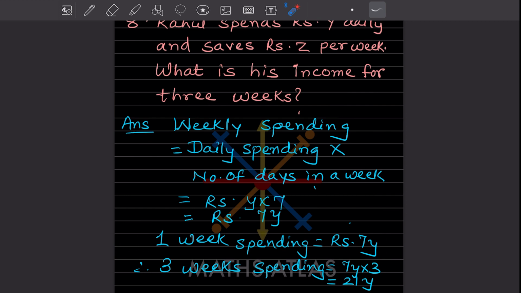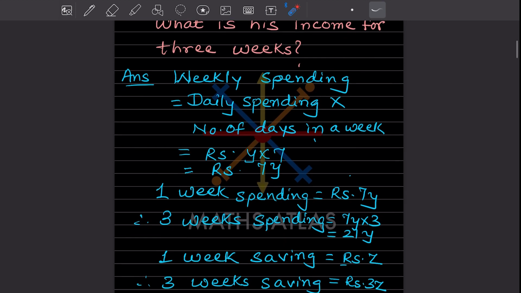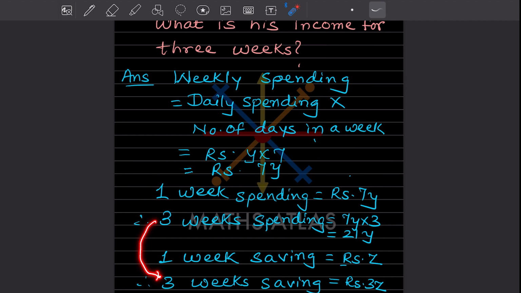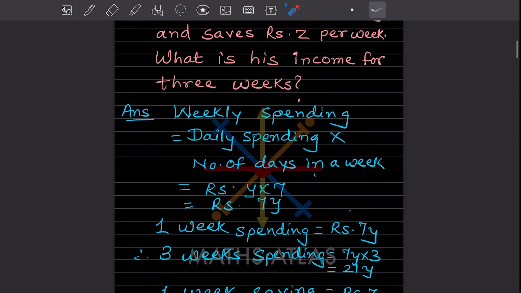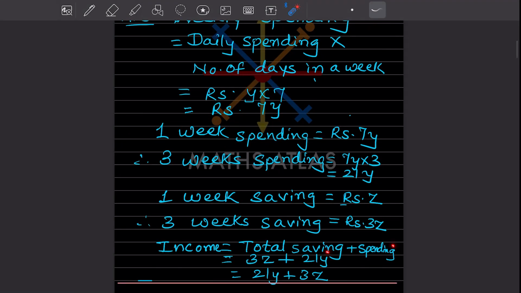Now let us see the saving. Saving is also the same. 1 week saving is already given here, Z per week. So again, we will see the same thing. 3 weeks saving is 3Z. Once we know the spending and the saving, we will find out the income. Income is very easy. What is the income for 3 weeks? Income is nothing but total saving plus spending. How much did they save? 3Z. And spending, how much did they spend?